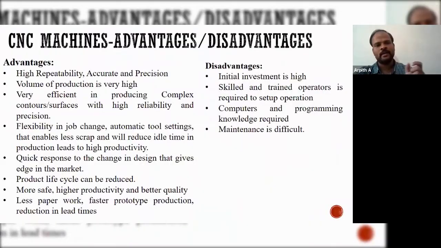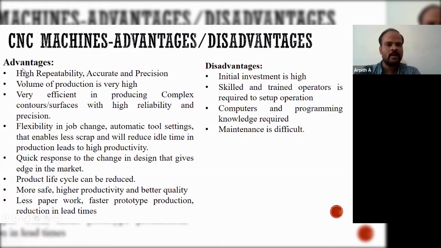Repeatability means it gives the same result for any number of products or any number of cycles. That is called repeatability. And accuracy means it goes to the precise position for any number of cycles. That is called accurate, and it is precise. The resolution will be very high. This is the main advantage.